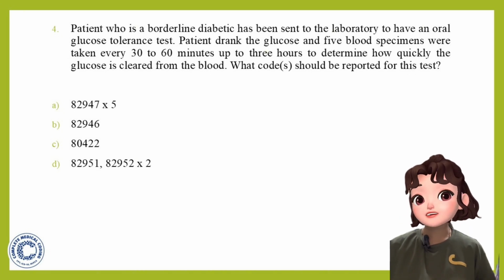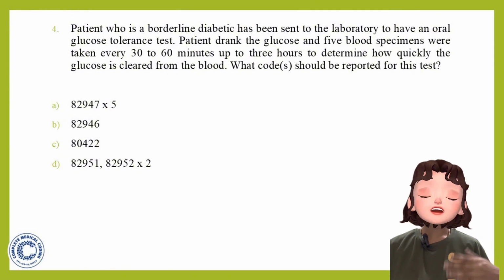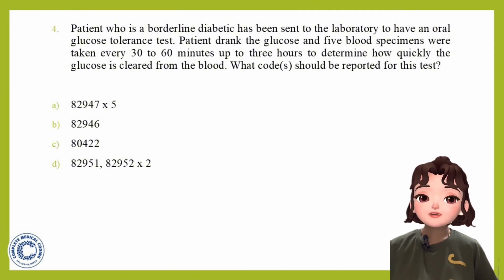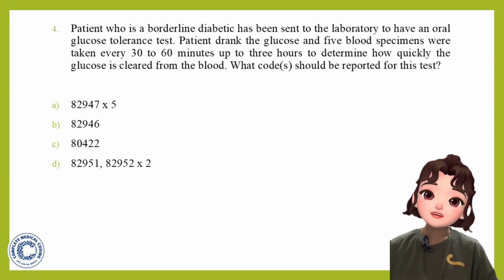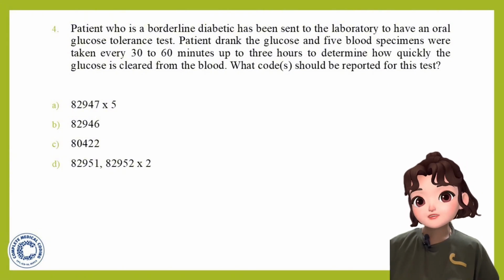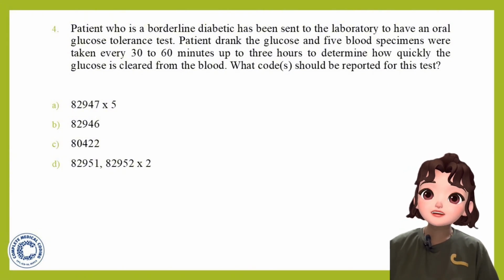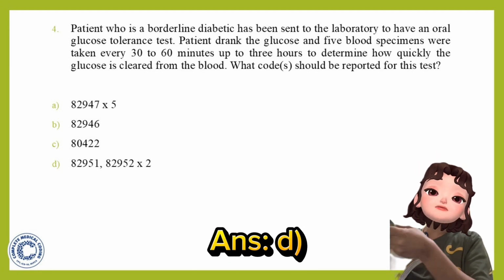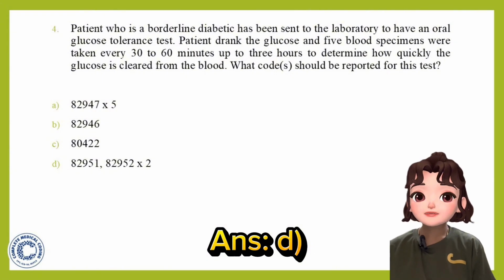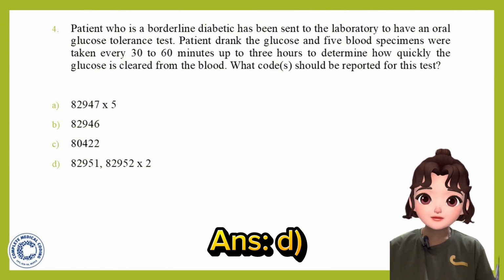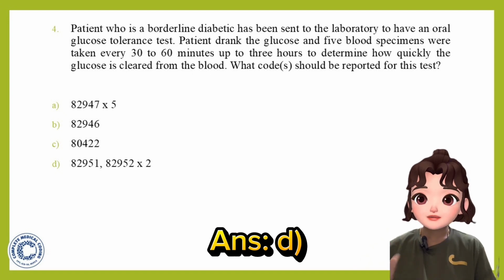So here a total of 5 blood specimens. 3 will go for code 82951, and for the remaining 2 you have to mark the add-on code 82952 times 2. That's how you need to code. So the answer here is option D. For GTT, for the first 3 specimens use code 82951 and for each additional specimen use 82952. Here the total is 5, so times 2.